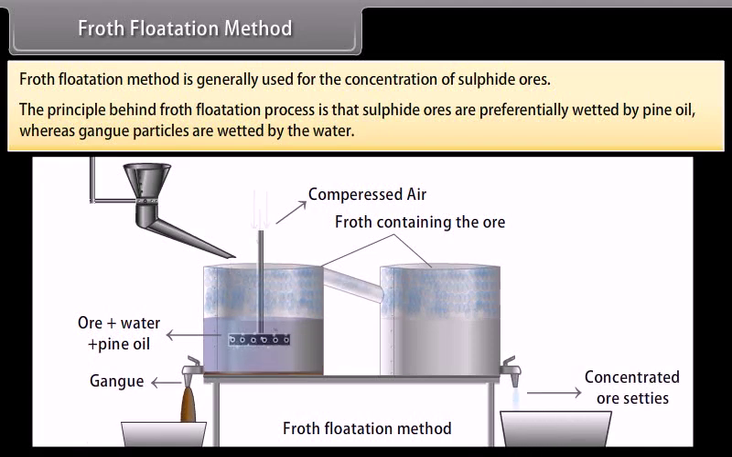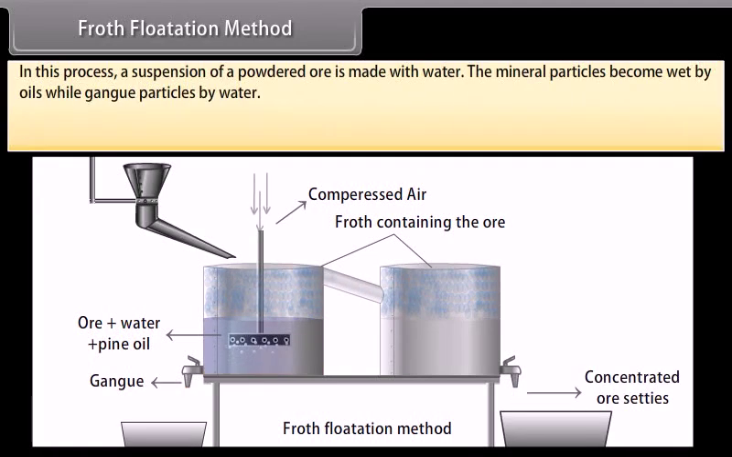wetted by water. In this process, a suspension of a powdered ore is made with water. Collectors like pine oil, fatty acids, and xanthates are added to it. Froth stabilizers like cresols and aniline stabilize the froth. The mineral particles become wet by oils while gangue particles by water.